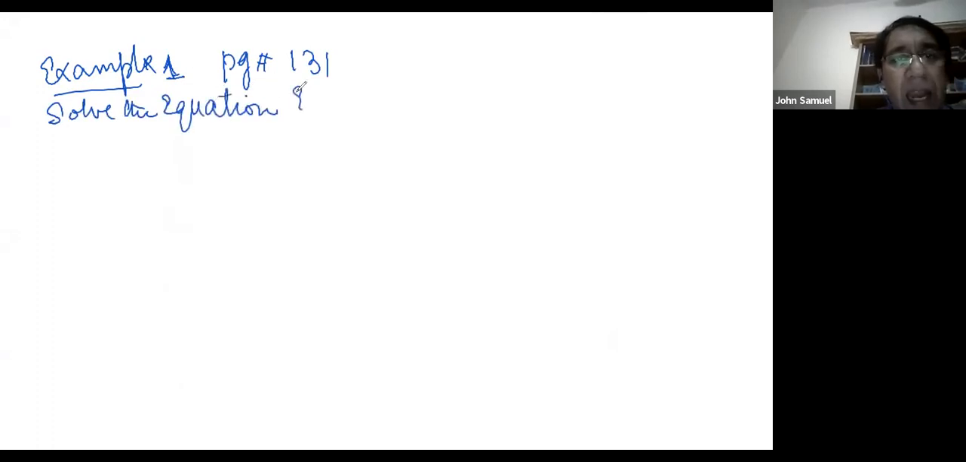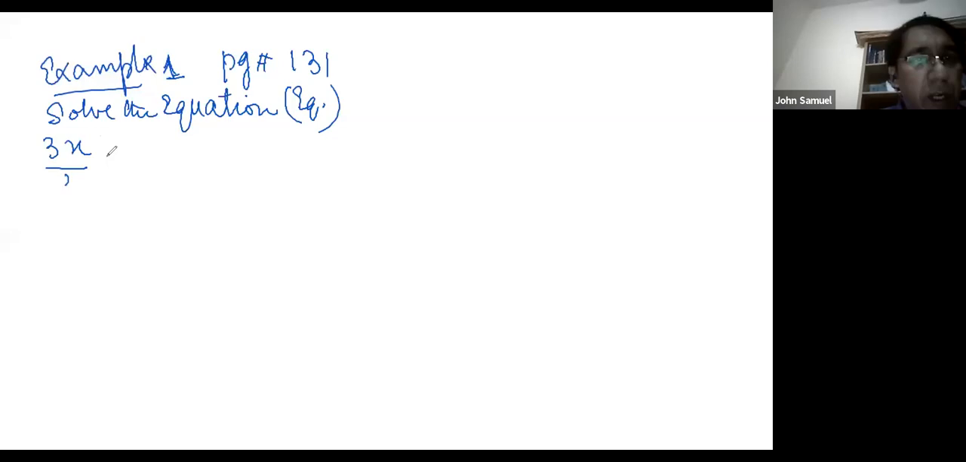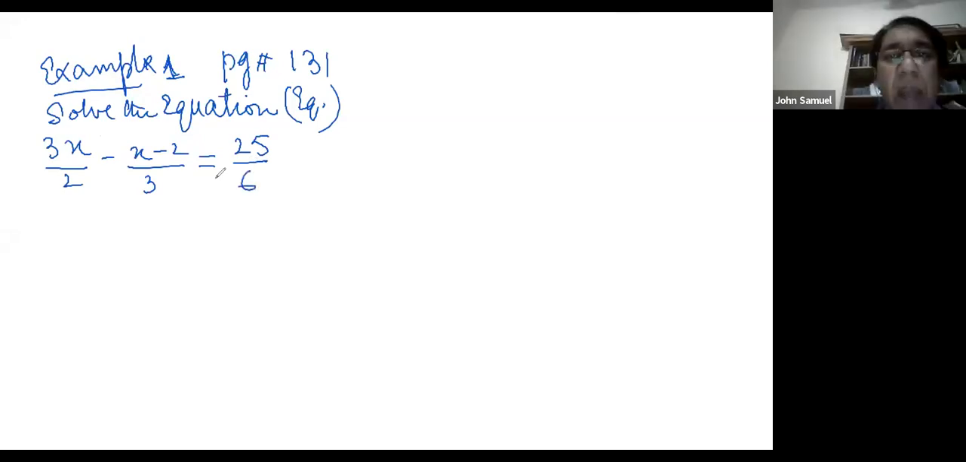I may write it like this, the short form of equation. It is 3x over 2 minus (x minus 2) over 3 is equal to 25 by 6. Remember, it has an equality sign there. Due to this equality sign, we say it is an equation. One thing, we will not use the equality sign in the beginning. Why? Because the equality sign is already here.